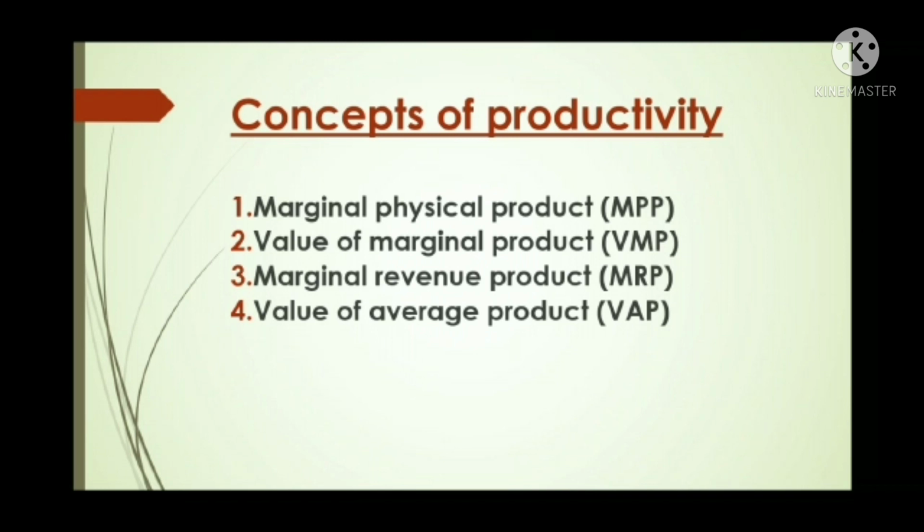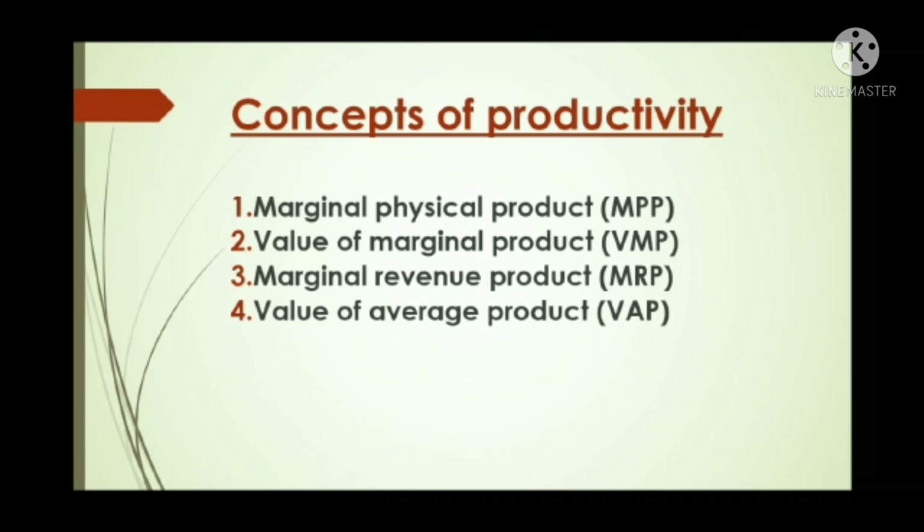Point number 3, marginal revenue product. By the marginal revenue product of a factor, we mean the change in total revenue of the firm when the amount of factor employment is changed by 1 unit. It is equal to the marginal revenue multiplied by the marginal physical product of the factor.